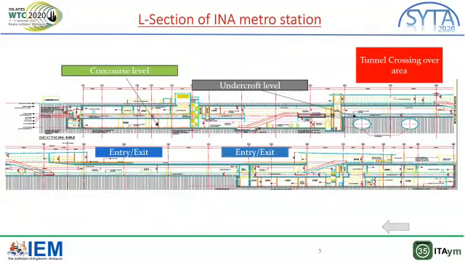This is the longitudinal section of INA metro station. Here you can see the part of station crossing the tunnels, the undercroft level. This is the undercroft level, and this is the concourse level. The concourse level is split up into two parts. One is left side of tunnel and other is right side of the tunnels. The entry exit is constructed on ground level with ticketing facilities. You can see here, these are the entry exit.